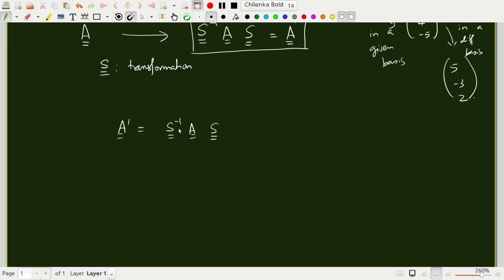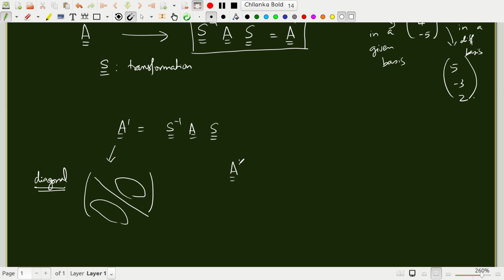It will be some other matrix, but we ask the question: is there a special transformation, or a special basis, wherein A prime, the transformed matrix, will be purely diagonal? Everywhere else 0 and entries only in the diagonal. The answer turned out to be that if you express a given matrix in its own eigenvector basis, then S now becomes the bunch of eigenvectors.